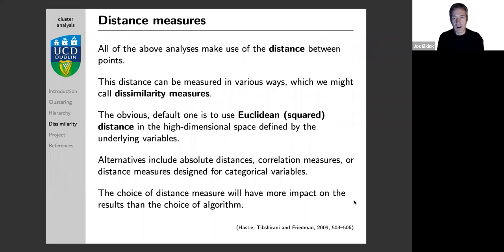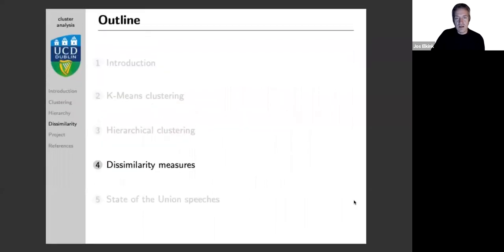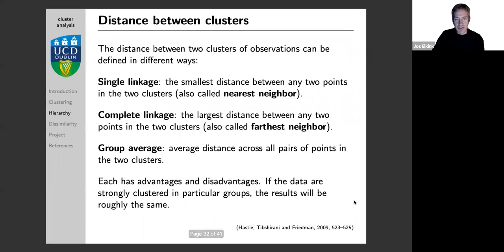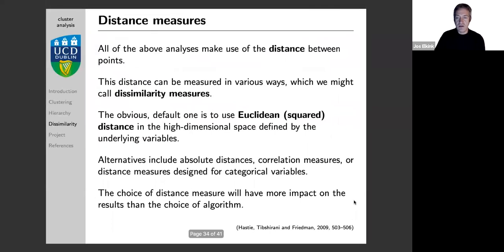So while I talked in the previous slide a little bit about these different ways of linkage, single linkage, complete linkage, group average, and you should experiment with those, and it will have some impact on how the clustering works, the impact is not going to be massive. However, the dissimilarity measure that you use, what distance measure you use, will matter quite a bit, really changes how you read the space and what kind of clusters it will find.